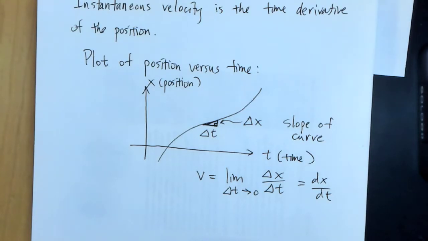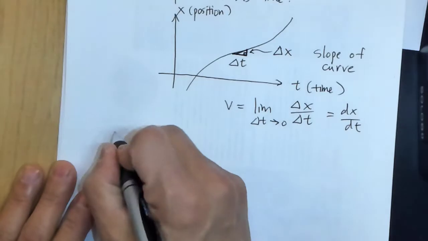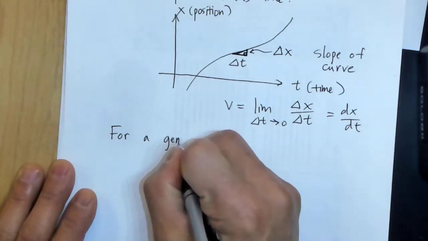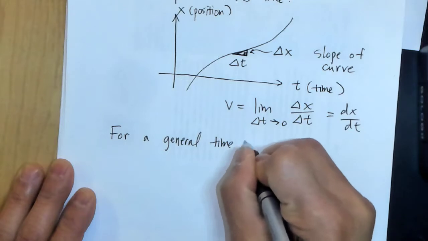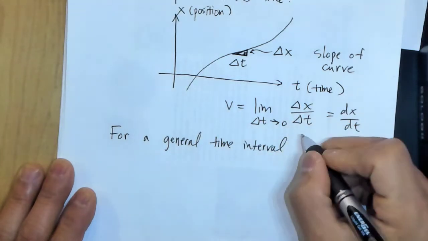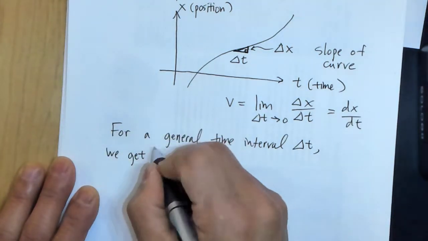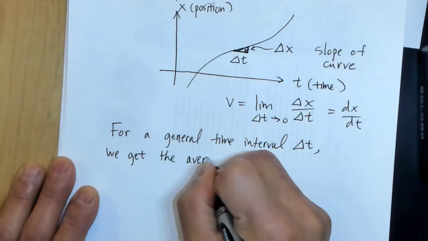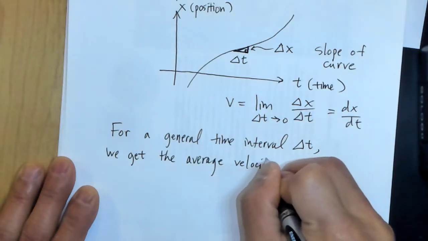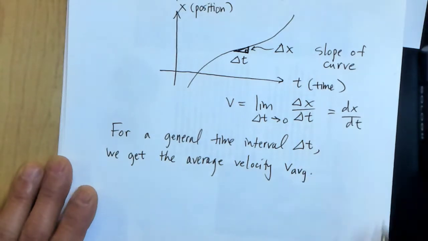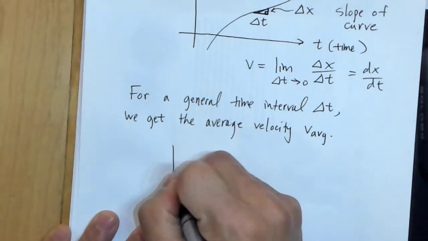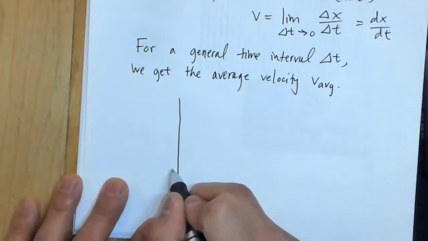Okay, so it's a ratio. It's the delta x over delta t. That's the ratio of the two. Now if we have a general time interval, not necessarily small, delta t, we get the average velocity. Remember, we call that v sub avg. So in that case, we take a larger interval of time.